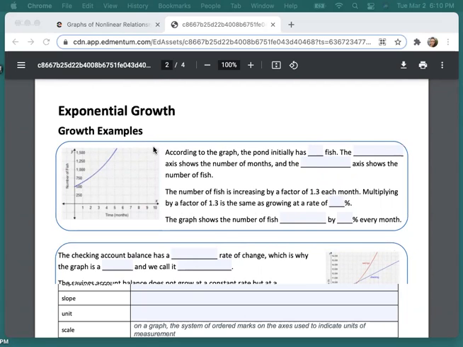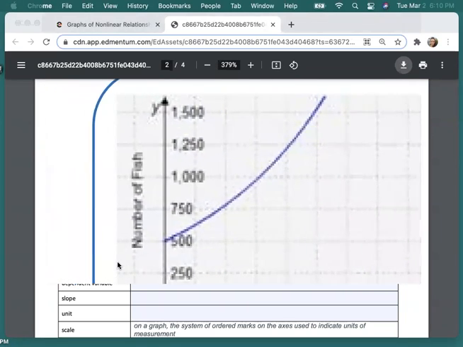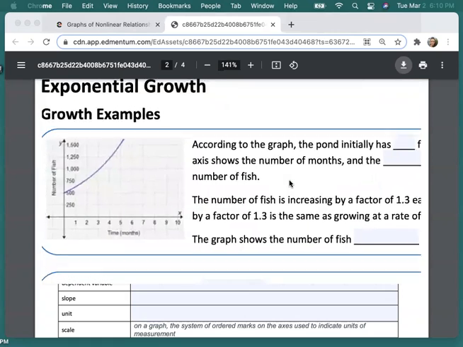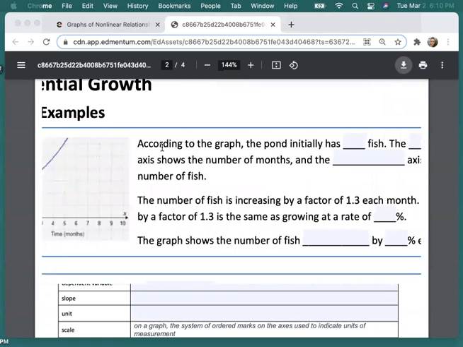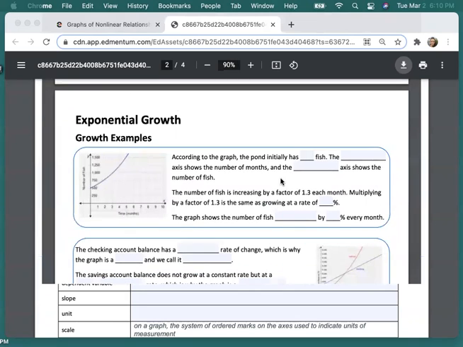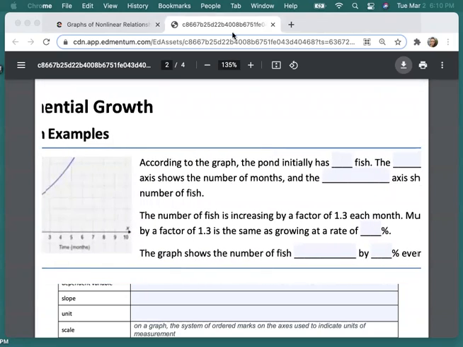And if I were to zoom in on this graph, you can see that it has a curve to it. So the number of fish exponentially increases with the amount of time that there is. And originally there are 500 fish in the pond if we're looking at the y-intercept right here. So according to the graph, the pond initially has 500 fish. That's the y-intercept.